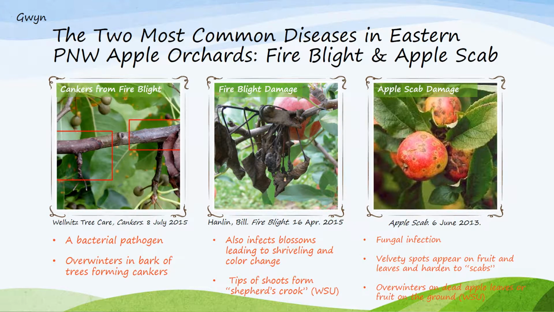The 2 most common diseases in eastern Pacific Northwest apple orchards are fire blight and apple scab. Fire blight is a bacterial pathogen that overwinters in the bark of trees, forming cankers. It also infects the blossoms, leading to shriveling and color change, and the tips of shoots form what looks like a shepherd's crook. Apple scab, on the other hand, is a fungal infection where velvety spots appear on the fruit and leaves and harden to scabs, similar to those of humans. It overwinters on dead apple leaves or fruit on the ground. And disease is what drives sanitation management in orchards.